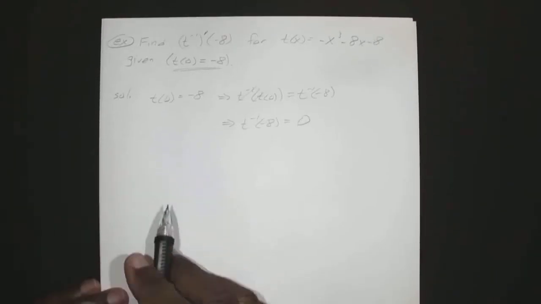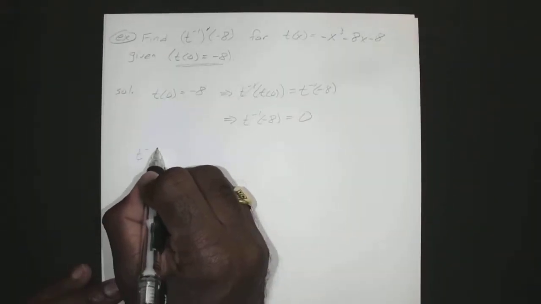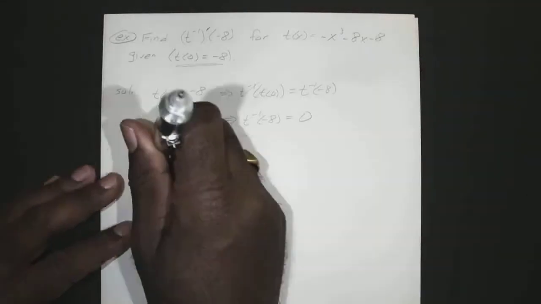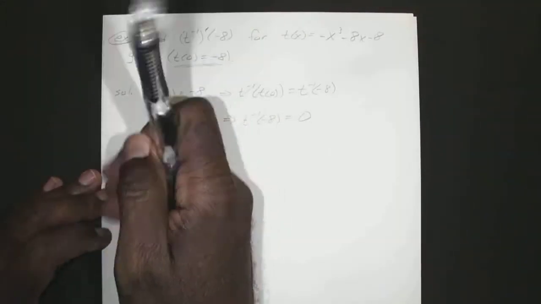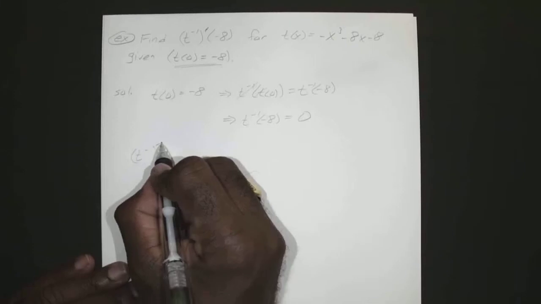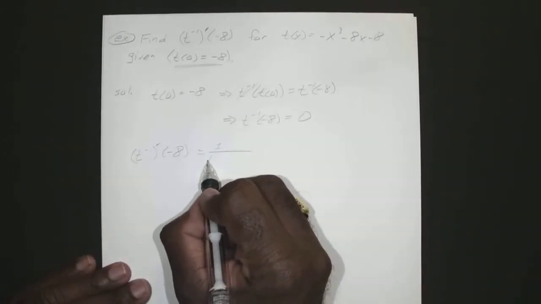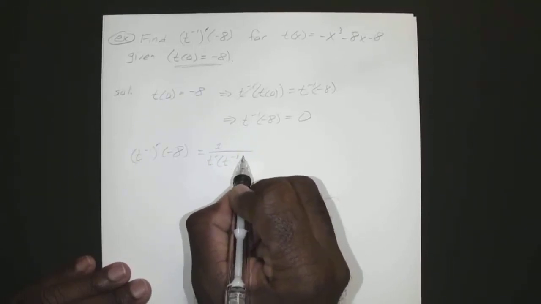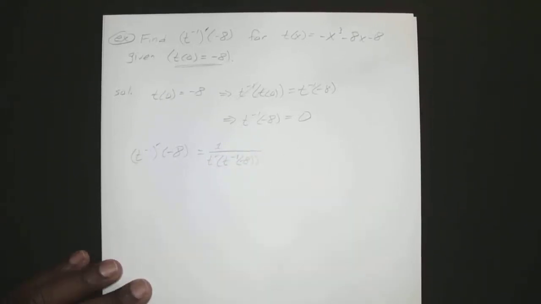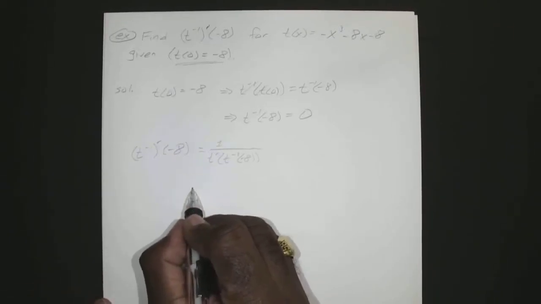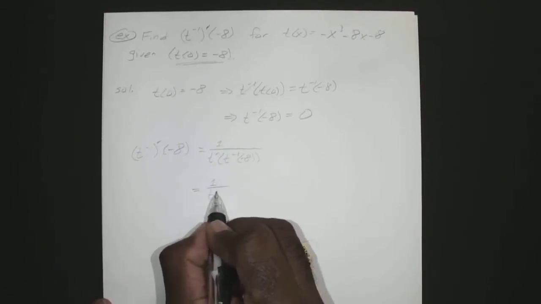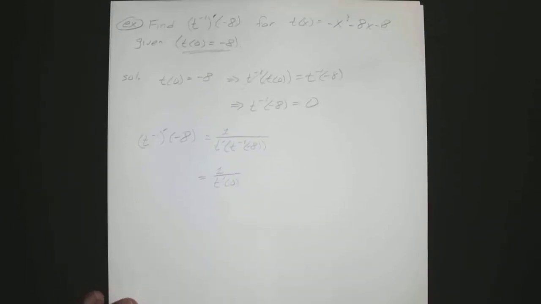So going to our formula, T inverse prime of -8 is going to equal 1 over T prime of T inverse of -8. You already know T inverse of -8 is 0, so T prime of 0. So now all we have to do is find T prime of 0.